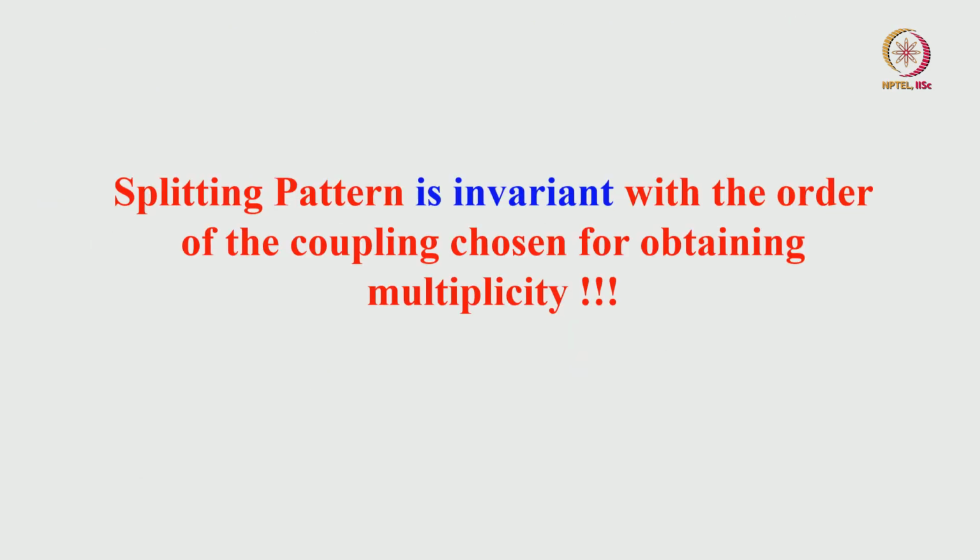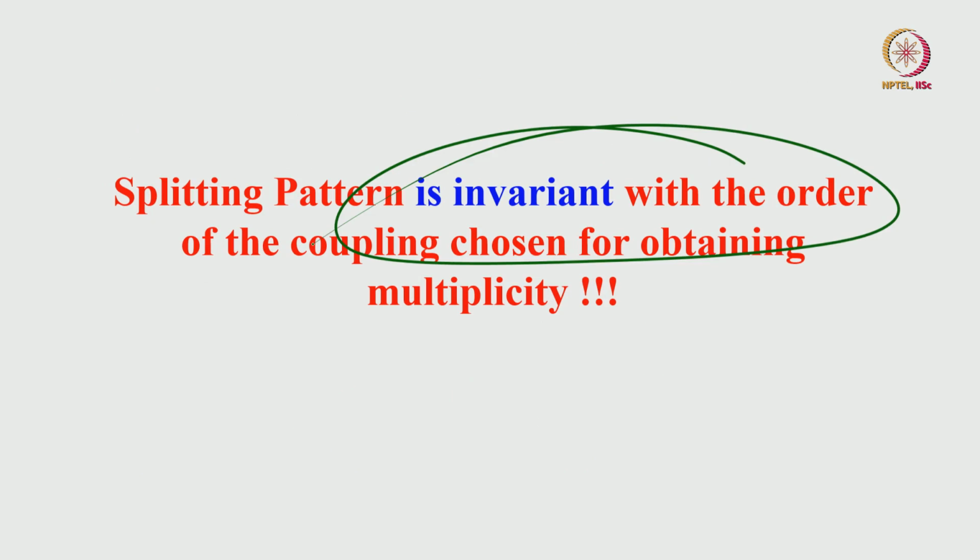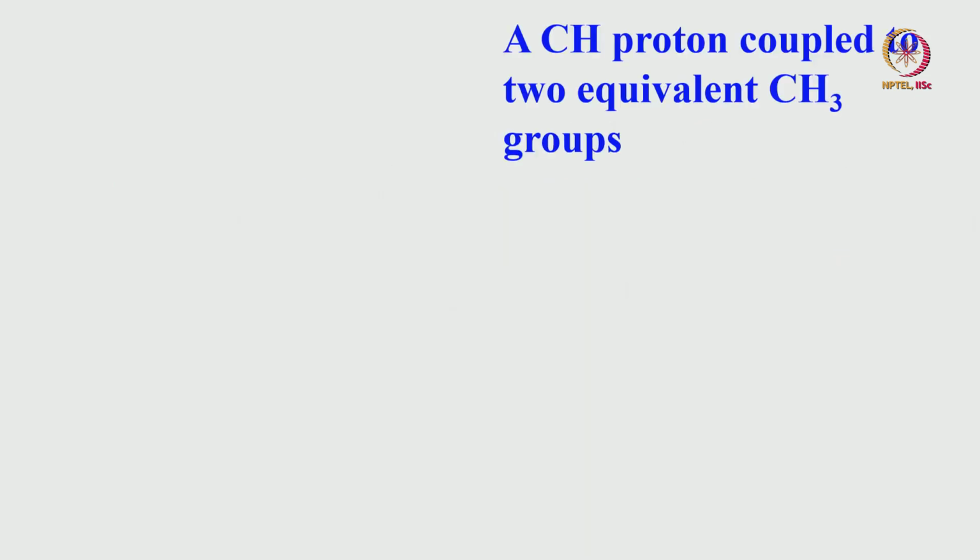For working out the multiplicity pattern, the splitting pattern is invariant with the order of the coupling chosen for obtaining the multiplicity. How do you get the multiplicity? Whether you take CH2 first or CH3 first or the converse does not matter. The total spectrum appearance, finally the multiplicity pattern, remains identical. So, when you are working out the multiplicity pattern using this type of Pascal triangle approach, it does not matter which one you take first, which one you take second.